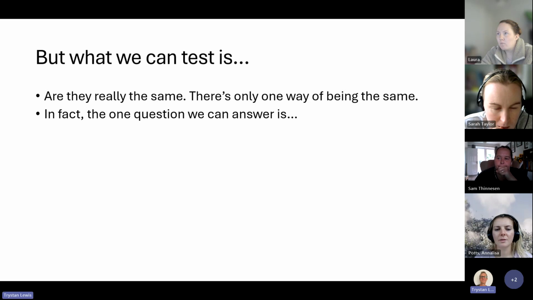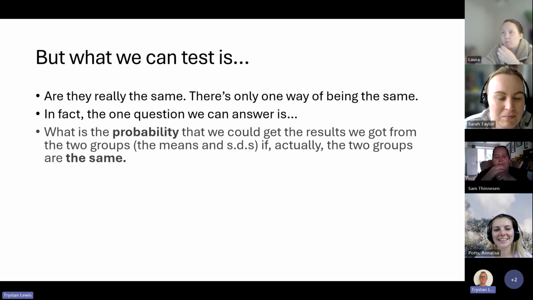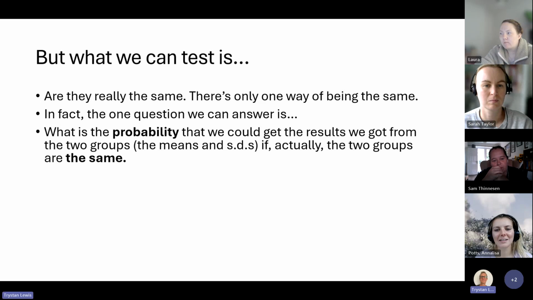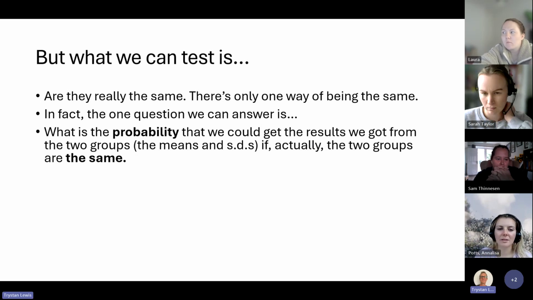So now this is a heavy bit. So deep breath, all right, we can do this. There's only one question I can answer. What is the probability that I could get the results we got from the two groups if actually the two groups are the same?